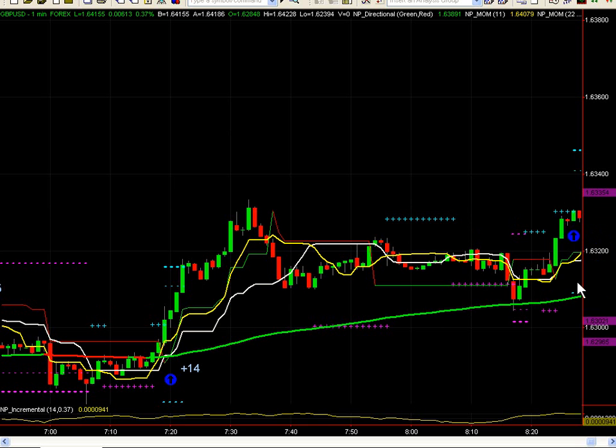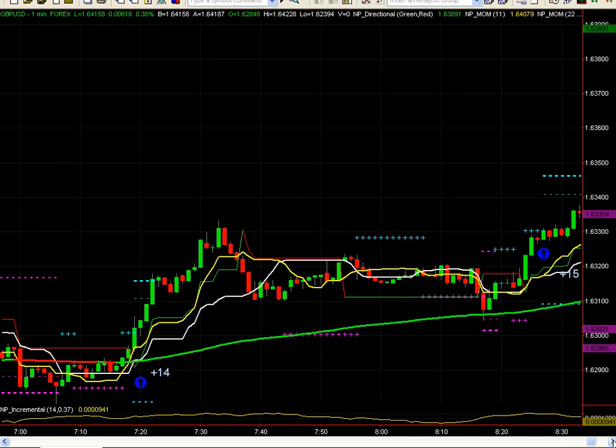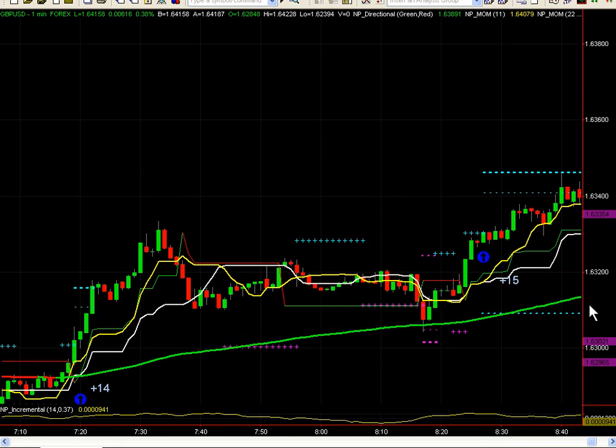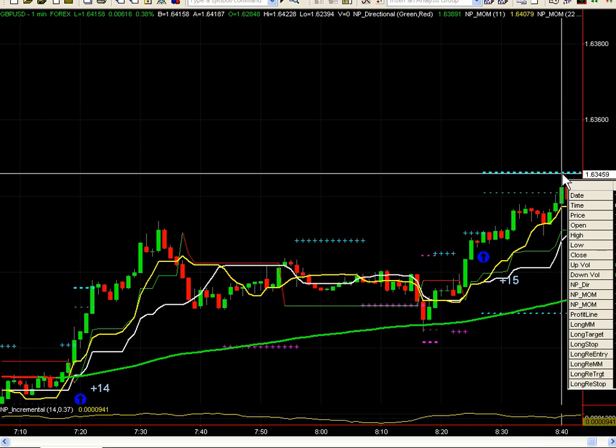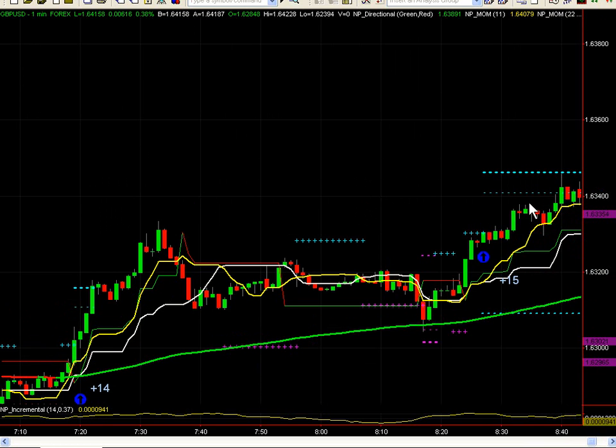So now I've got my exact entry and my projected targets. And we get a nice move, as you can see, and that's actually a pretty perfect move right there because it goes right to the target, and we book our gain.